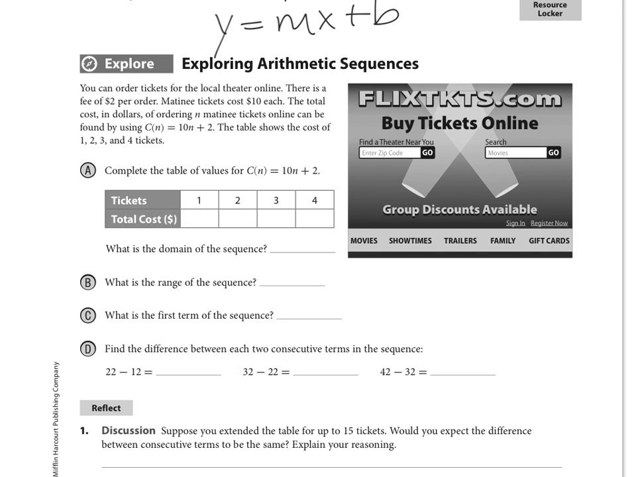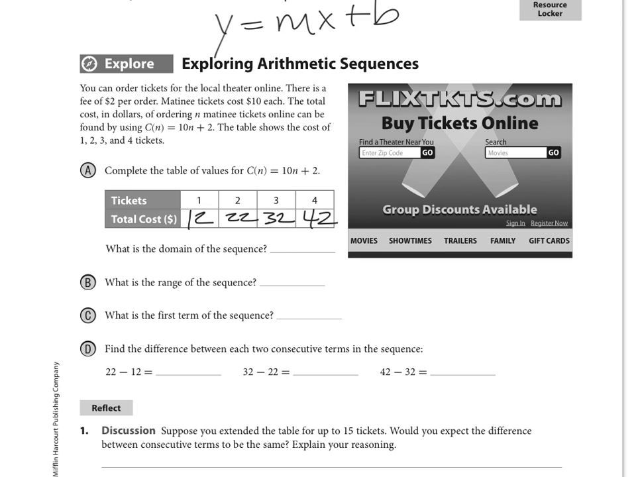What's the value at 1? 12. And at 2? 32. Wait, 22. Yeah, I was going to say, it doesn't seem right. All right. 22, 32, 42.